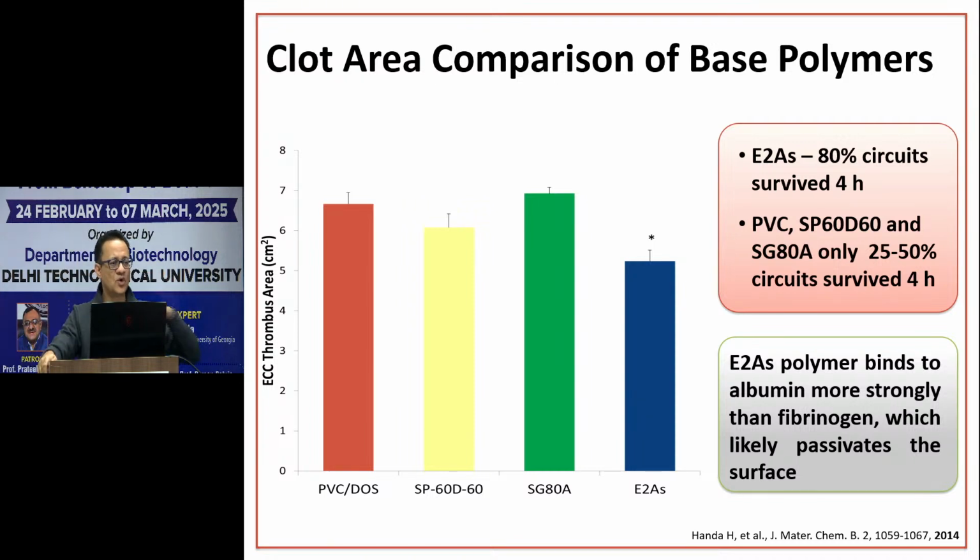And remember, there is no drug given, there is no material yet. This was just a study to understand what polymer is good by itself. And there was a paper we saw that said that actually E2AS polymer binds more to albumin than fibrinogen. And maybe that's the reason why it was superior in properties, because albumin passivates the surface, because it does not have that RGD peptide that fibrinogen has, which platelets and bacteria like to stick to, right?